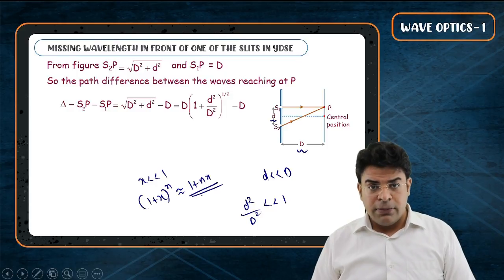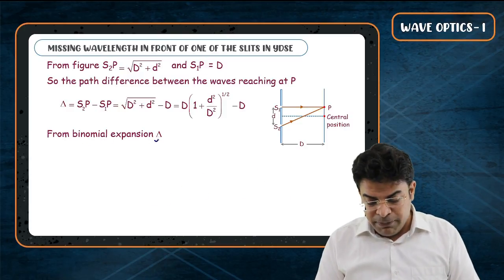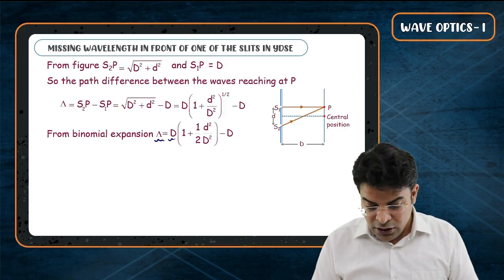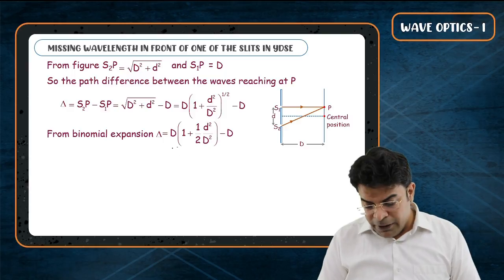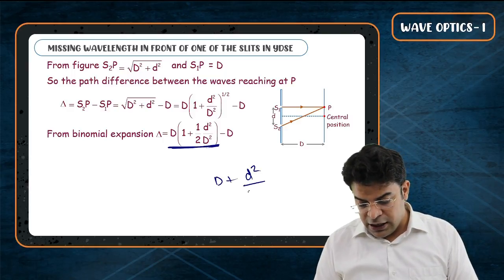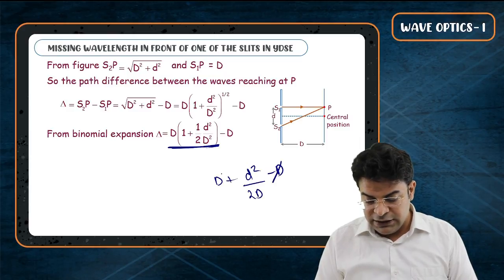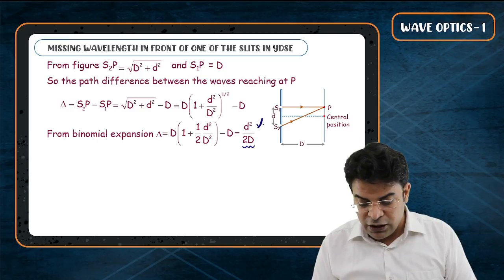So here, doing the binomial approximation, we can say that the path difference equals D into 1 plus half times d square by D square, minus D. Now open up this bracket. What you get is D plus d square by 2D minus D, and this D gets cancelled. So you get that the path difference equals d square by 2D.